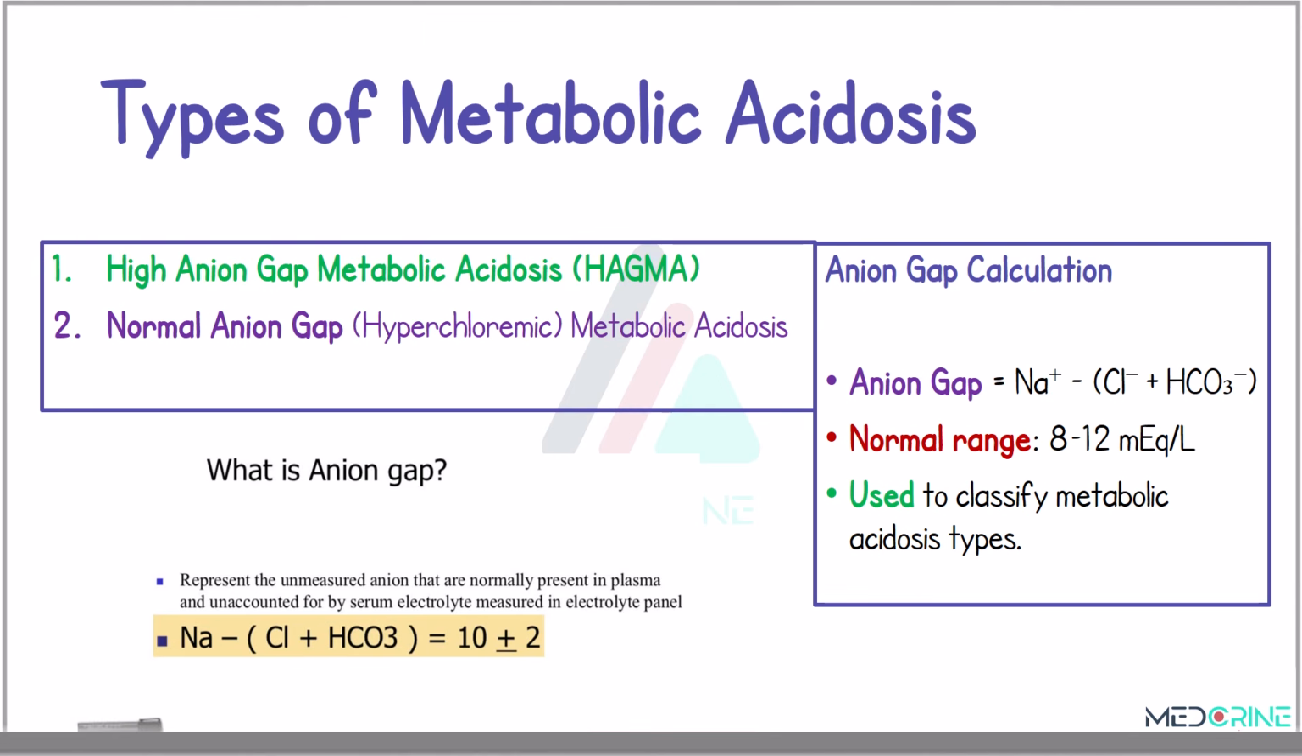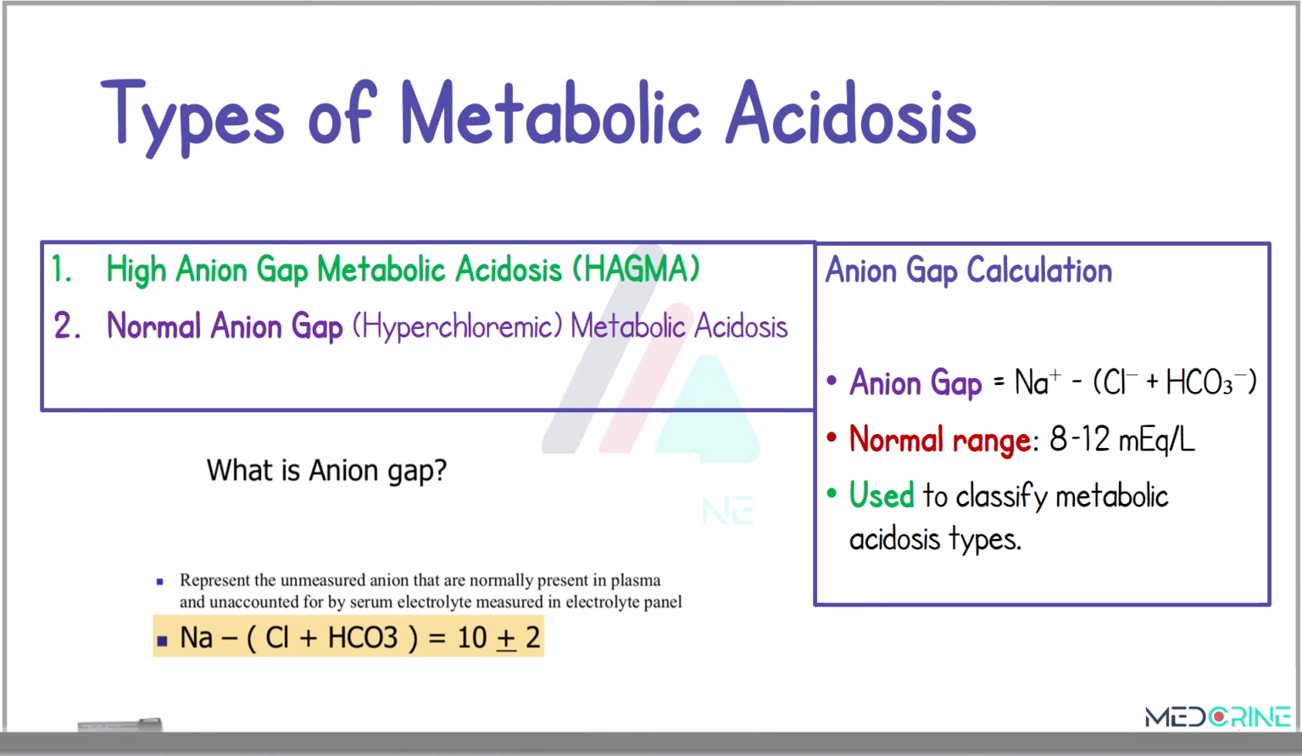There are two main types of metabolic acidosis: the high anion gap metabolic acidosis, which indicates the addition of acids, for example lactate or ketones, and the normal anion gap metabolic acidosis known as hyperchloremic acidosis. The hyperchloremic acidosis or normal anion gap metabolic acidosis arises from a bicarbonate loss.